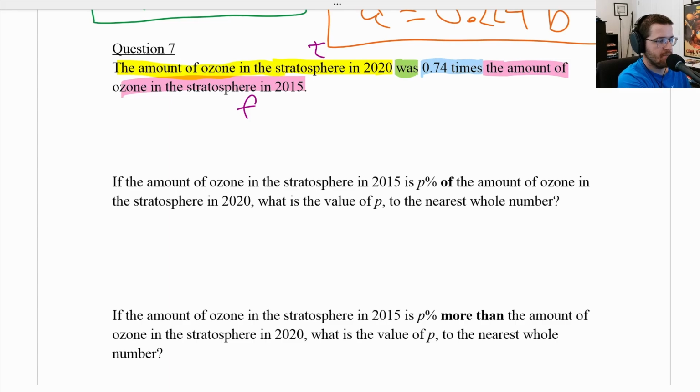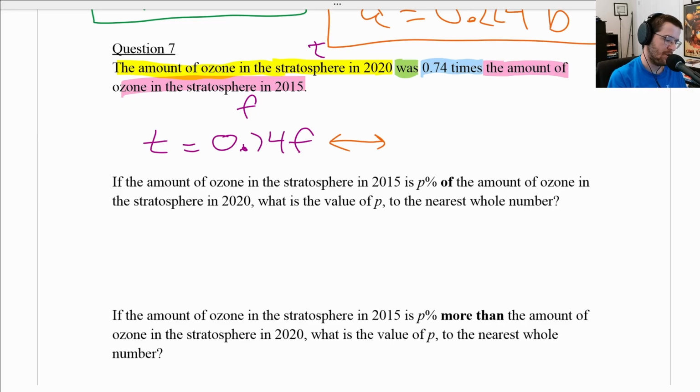Okay, so I'm going to write T equals 0.74 times F. Now, if you look at this question, the F should be isolated, but it's not. So this question wants us to find the counterpart of this equation, but in a story problem. Very interesting. So we're going to get F by itself.